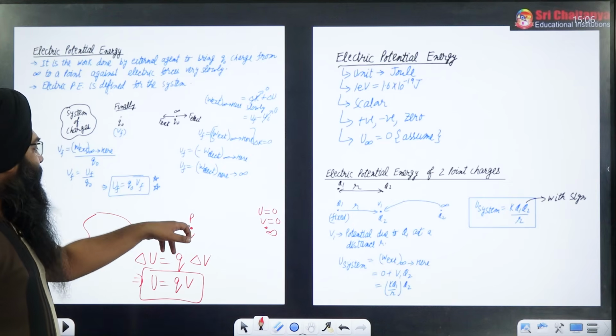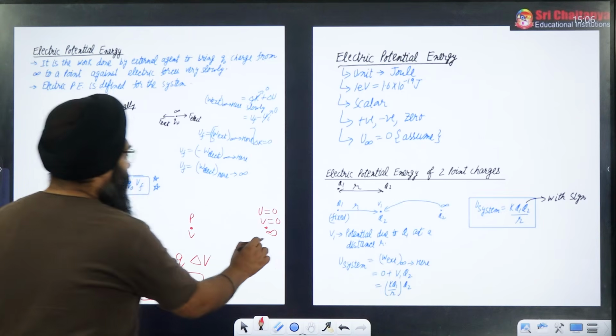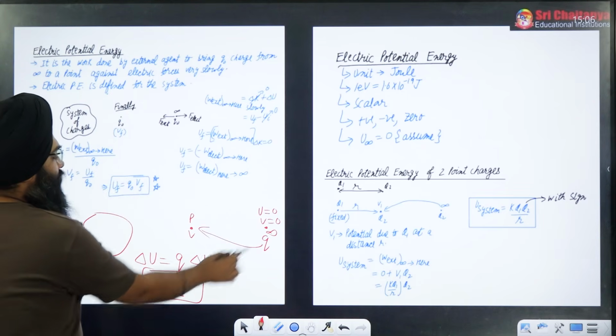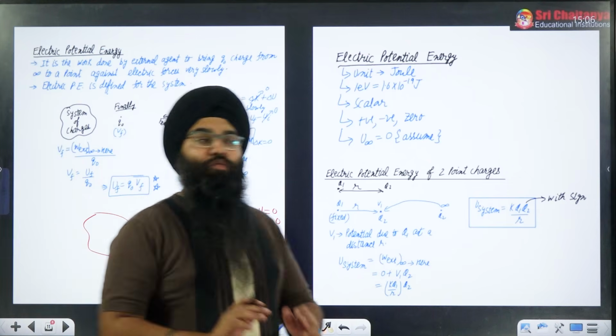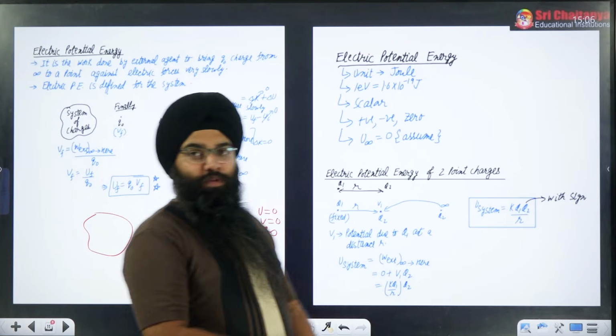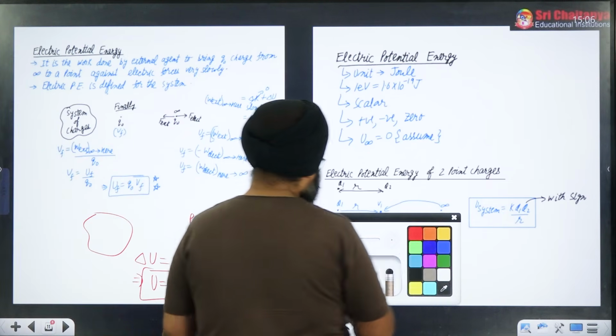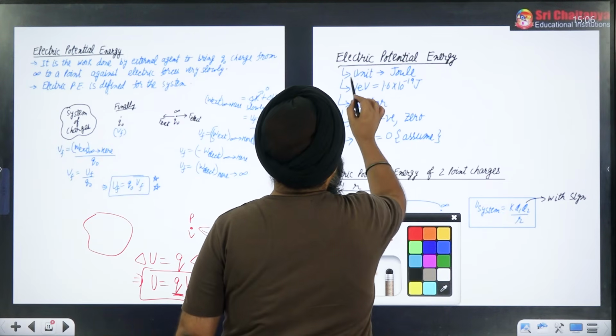Just calculate the potential at that point where you are bringing this Q charge, and then multiply that potential with the value of charge which you are bringing from infinity to P. You will be able to get the potential energy of the system. Now there are some points which you have to remember: potential energy's unit will be joule.